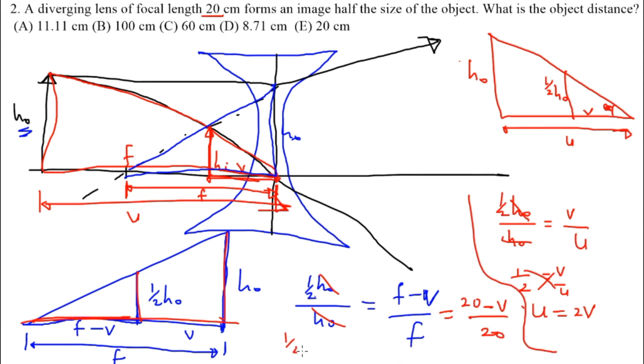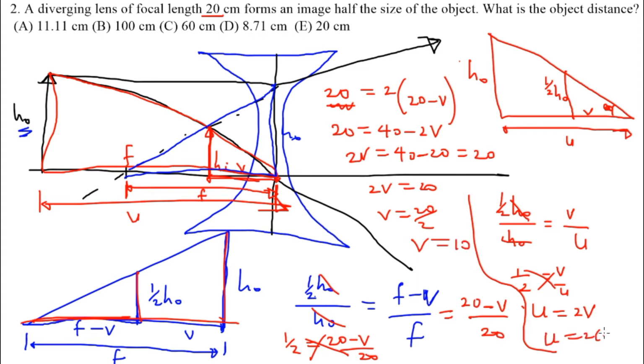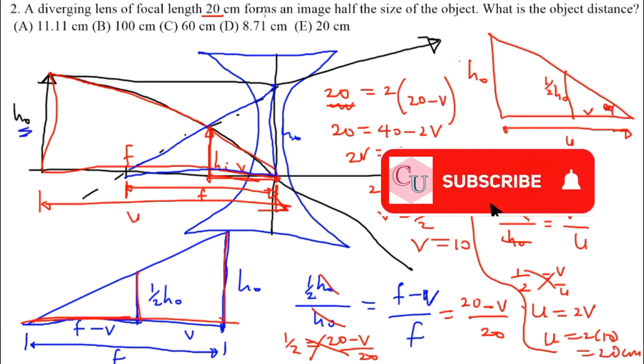That means 1 over 2 is equal to 20 minus v over 20. Okay, so if I cross multiply that, I should have 20 equal to 2 into 20 minus v. That means 20 equals 40 minus 2v, which means that 2v is equal to 40 minus 20, that is 20. That means v is 20 divided by 2, so v is actually 10. So if v is 10, u is equal to 2 times 10, which is 20 centimeter, which is very correct.